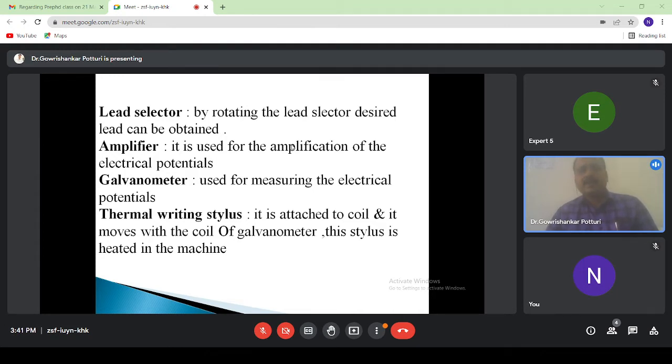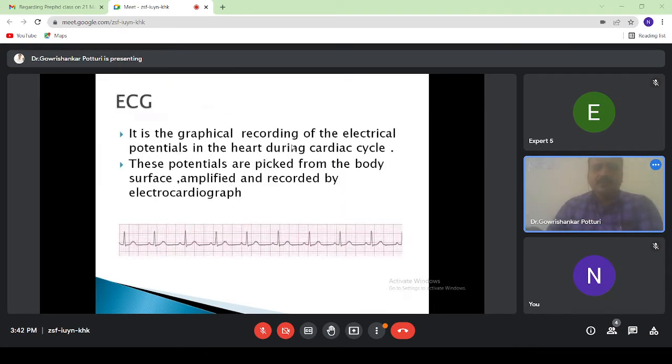Then a thermal writing stylus. It is attached to the coil and it moves with the coil of the galvanometer. This stylus is heated in the machine. Now see, if you look at an ECG paper, this is actually a gray paper. Actually, it is a black paper covered by a gray colored wax. So when the galvanometer coil moves, the heated thermal writing stylus also moves and it will melt the wax.